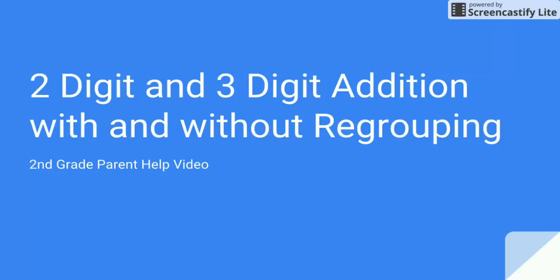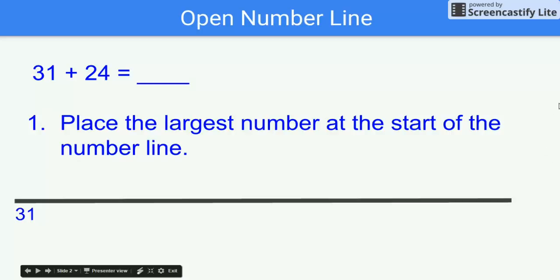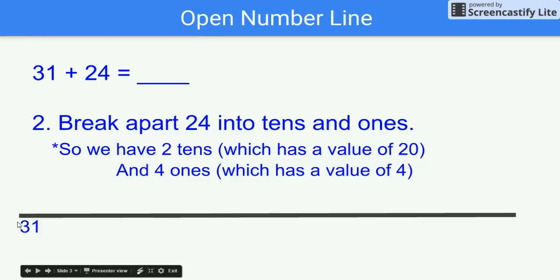Today we are talking about 2-digit and 3-digit addition with and without regrouping. So the first thing we're going to talk about is an open number line. So we start with our number sentence, which is 31 plus 24. We place our largest number, which would be 31, at the start of our number line.